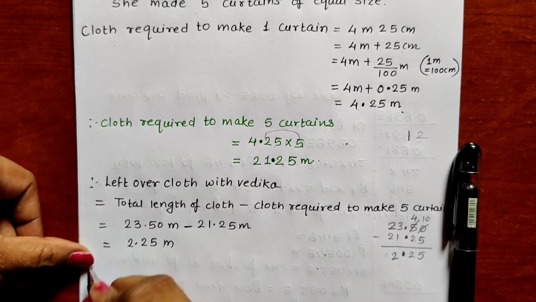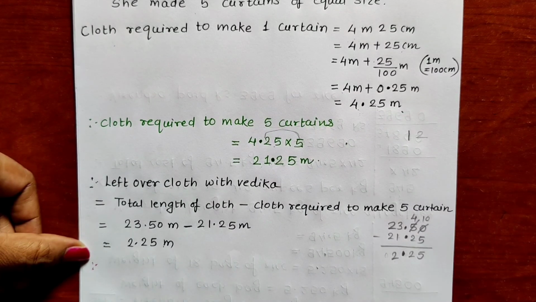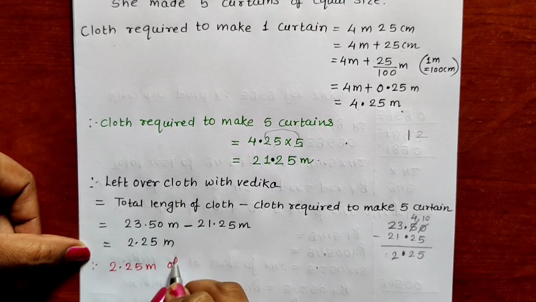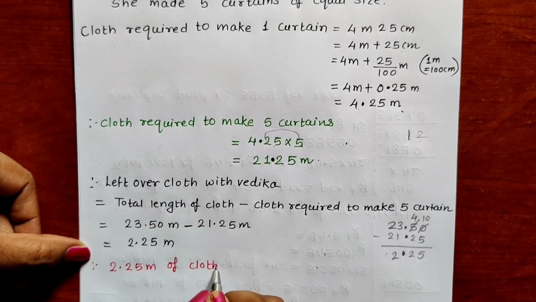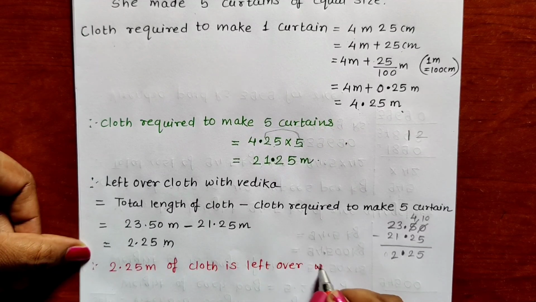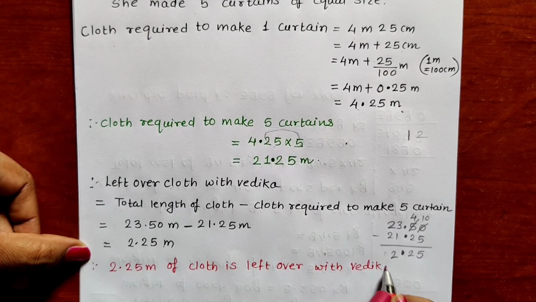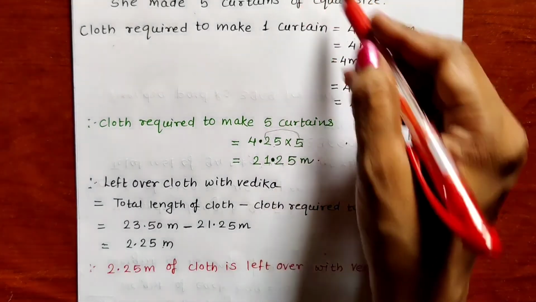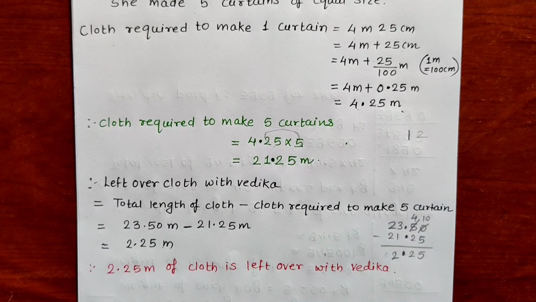Therefore, 2.25 meter of cloth is left over or is remaining with Vedika. You can write anything similar. So in this way you have to write all the answer statements and all the statements in the questions very carefully.